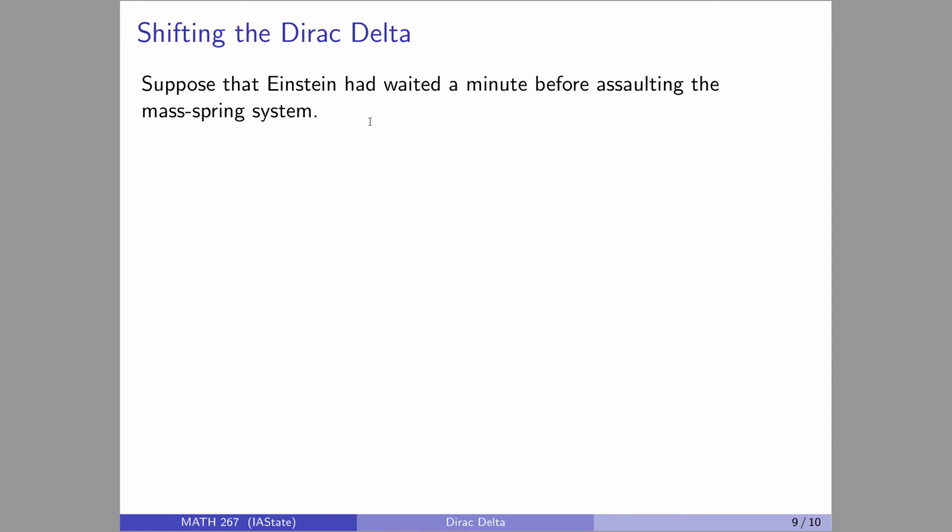So, let's say Einstein kept this cool for a little bit before he finally lost it. That means the model would look like this. The Dirac delta there doesn't activate until t equals 1, and at 1 there's this instantaneous external force hitting the mass spring.